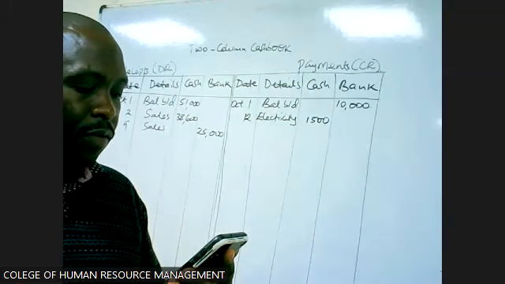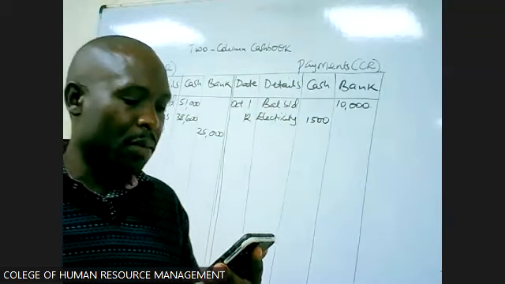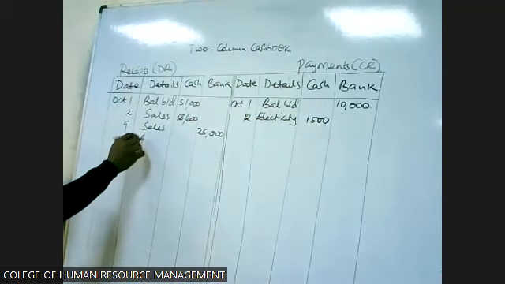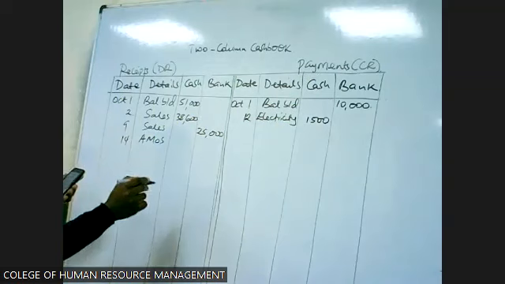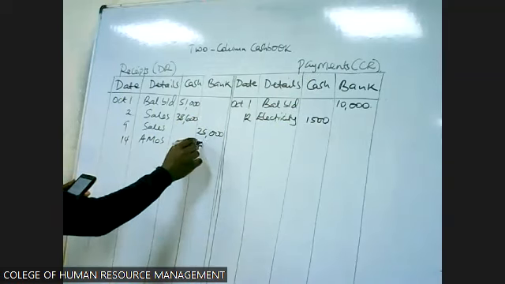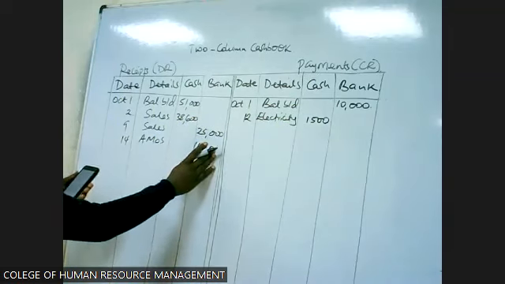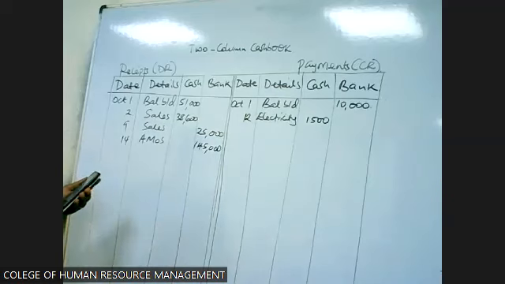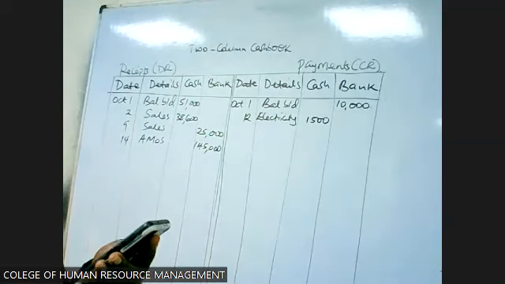On 14th, received a check of 145,000 from Amos. So it is a receipt, money in. On 14th, from Amos, 145,000. It is a check of 145,000. So you put it in the bank column, any check received.